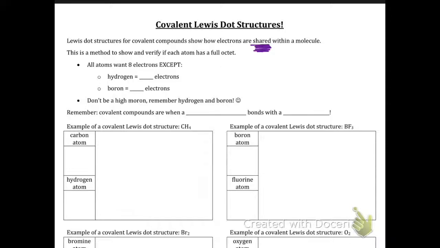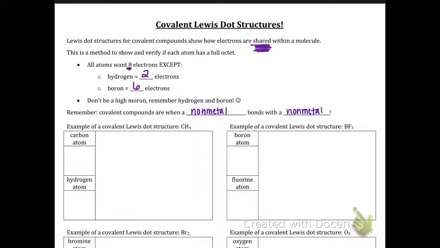Okay? So certain facts is that all atoms, all our nonmetals want 8 electrons, and there's 2 exceptions. Hydrogen is happy with just 2 because it can look like helium, and boron is happy with 6. So you got to remember these 2 exceptions. Don't be a high moron. Remember hydrogen and boron. Those are your 2 exceptions. So once again, covalent compounds are when a nonmetal bonds with another nonmetal.